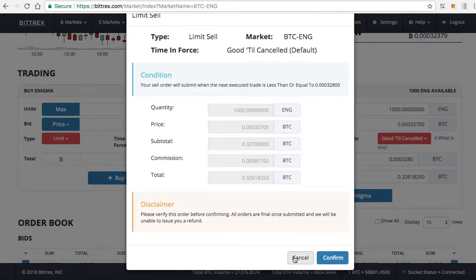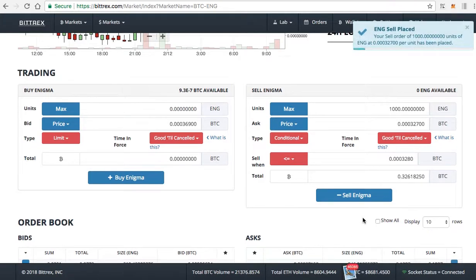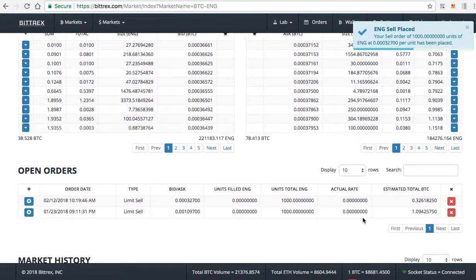Okay, so then it tells me right here, my type is a limit sell, my market is BTC-ENG, it's good till canceled, which means until I personally cancel it, it's going to remain there. My condition is my sell order will submit when the next executed trade is less than or equal to 0.00000328, okay? And it will be 1,000 Enigma. My sell price is here. My commission is here. Total is here, okay? So I'm going to say confirm. And then you will see the sell right here.